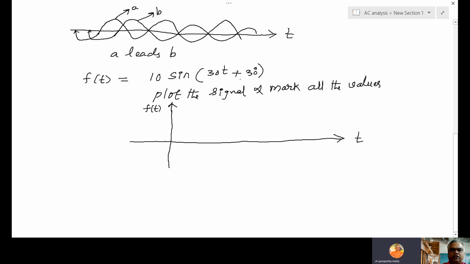Now 10 sine 30t plus 30. Plus 30 means what? Leading. Leading means advance, so it should start before. Comparing with 10 sine 30t, 10 sine 30t plus 30 will start before. Before how many degrees? 30 degrees. So you need to plot like this.